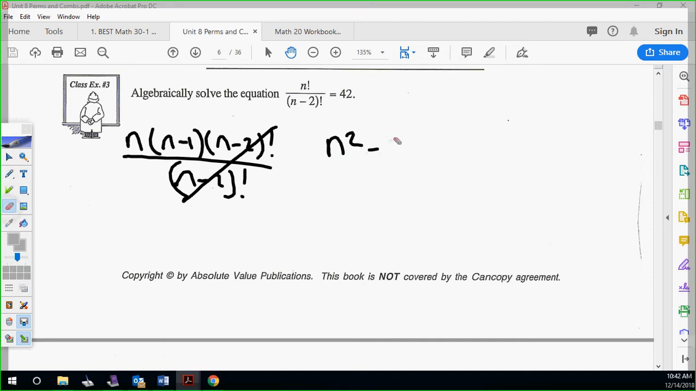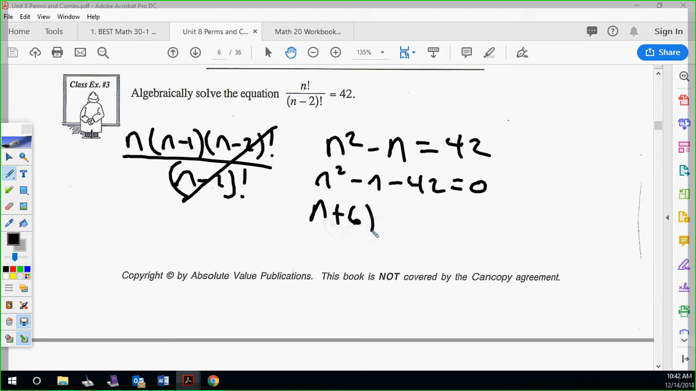So that gives me 2 to what? Okay, now we're going to factor. Factors of 42 that are 1 apart. 6 and 7. So your answer is a -6 and a +7.